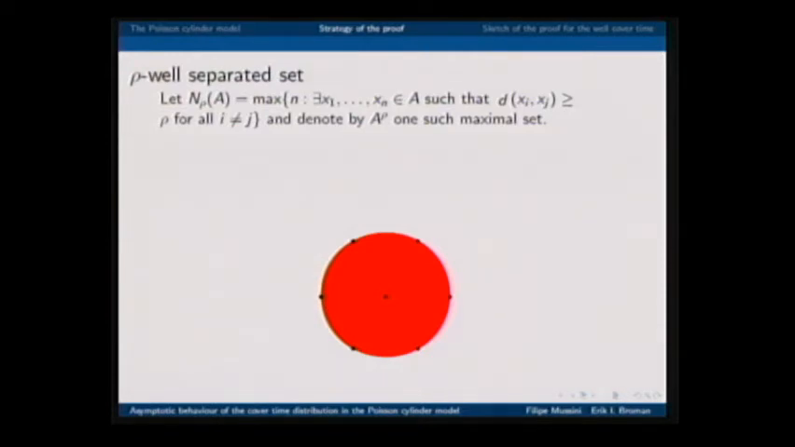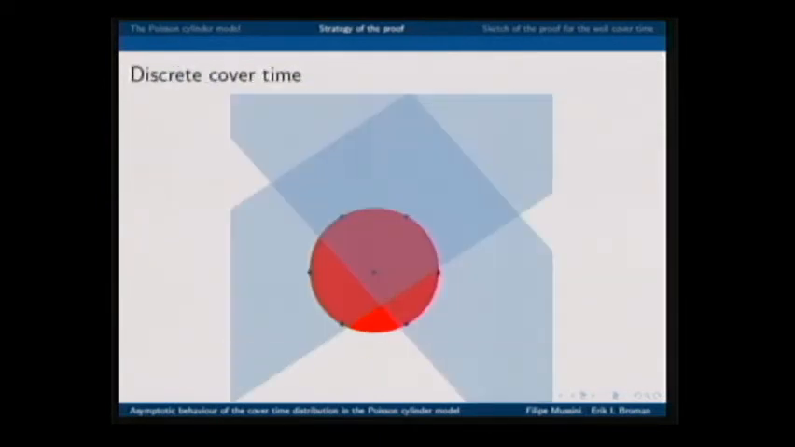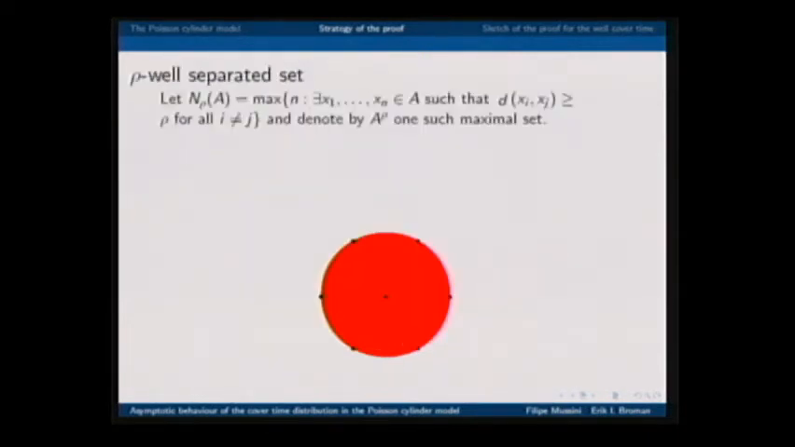So in this case here, the red ball is a ball of radius rho, and we can place 7 points inside the ball of radius rho, such that these points are at distance at least rho. So they are well separated in this sense. Then for the discrete cover time, we call the set A superscript rho. All right, so this is the separated set regarding the red set, the set that we want to cover.